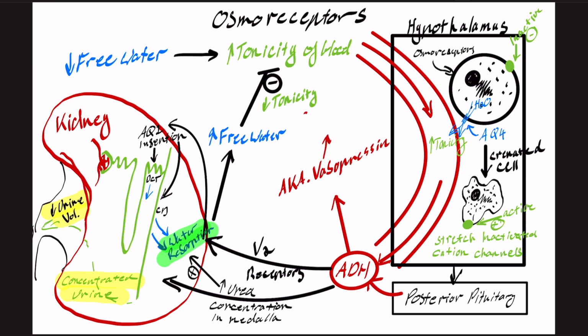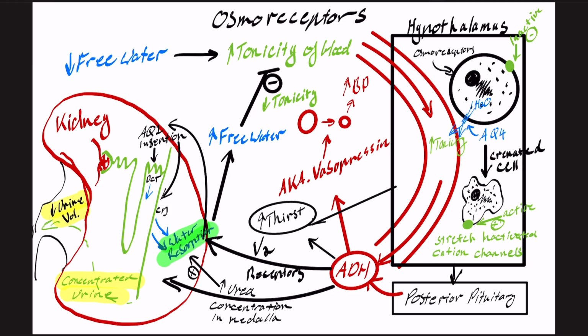Now, in high doses, ADH is also a vasoconstrictor, hence the name vasopressin, and this will help to increase your blood pressure in times of shock and hemorrhage. As another effect, ADH also stimulates thirst. So the thirst centers within the hypothalamus will be stimulated, meaning that you will seek water to also increase your water intake and increase your intravascular volume and extracellular volume to decrease tonicity.